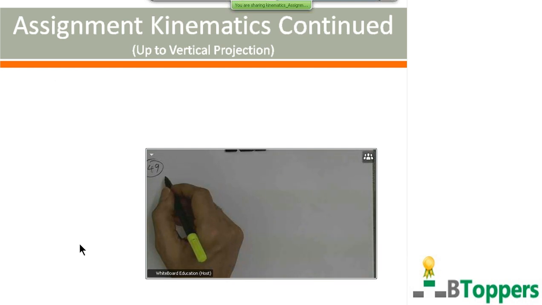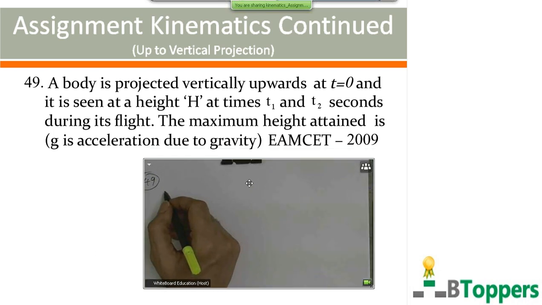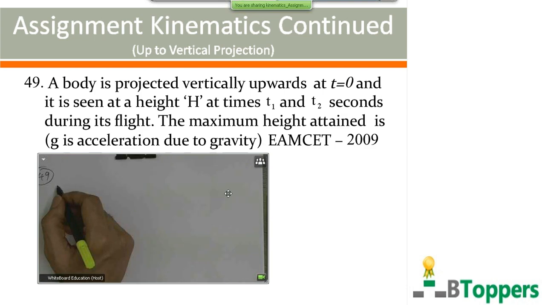See the next question, question number 49. A body is projected vertically upward at t equal to 0 and is seen at a height h at times t1 and t2 seconds during its flight. The maximum height attained is.